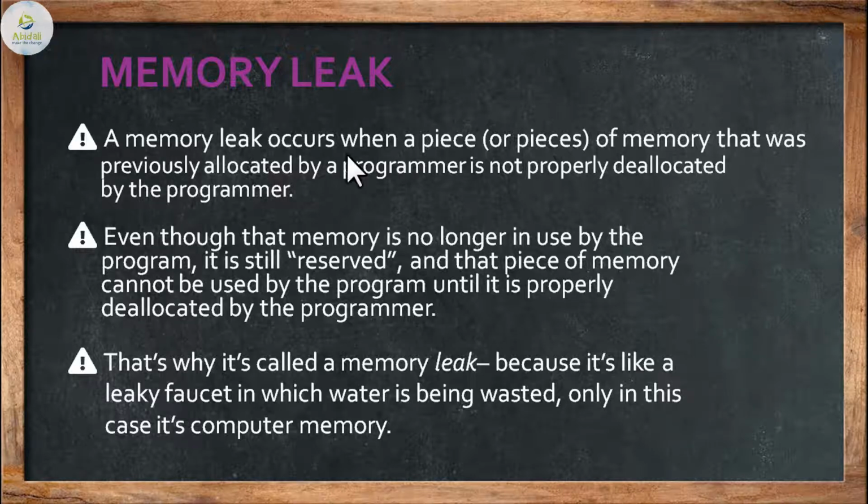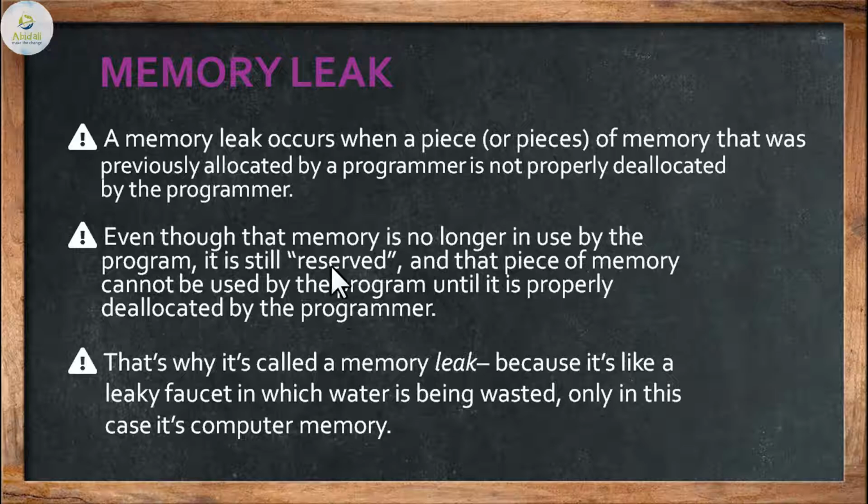A memory leak occurs when a piece or pieces of memory that was previously allocated by the programmer using the new operator is not properly deallocated by the programmer using the delete operator. What will happen? Even though the memory is no longer in use by the program, it is still reserved. That piece of memory cannot be used by other programs or other applications until it is properly deallocated by the programmer using the delete operator.